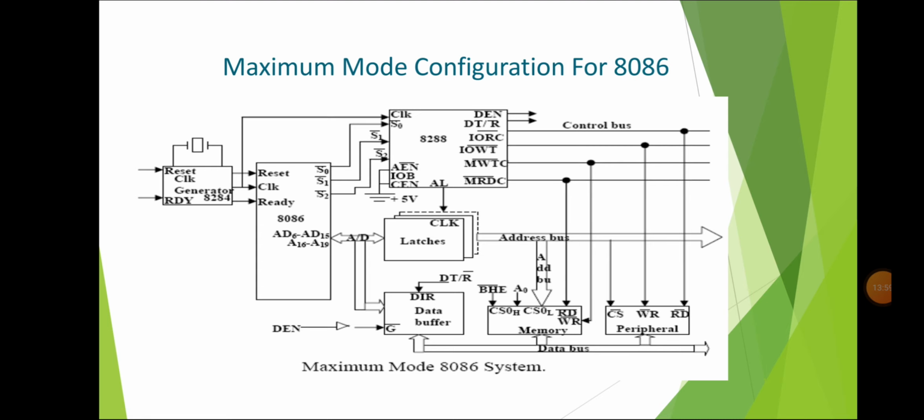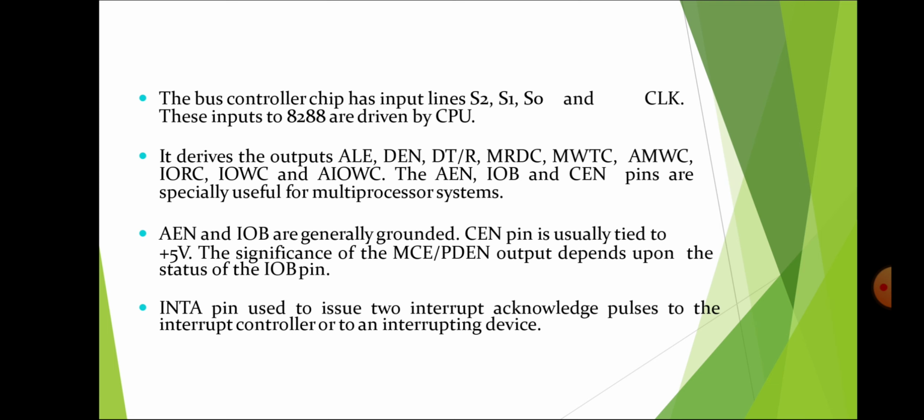Okay, so first I will explain here the maximum mode configuration and then we'll go for the description. The bus controller chip has input lines S2, S1 and S0 and the clock, and these inputs to the 8288 are driven by the CPU. So if you connect another latch for separating the data and address bus, that is 8282.